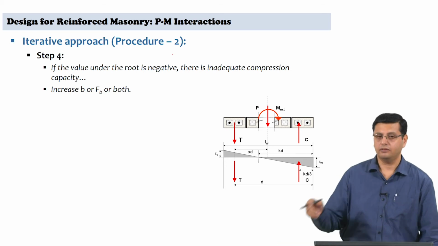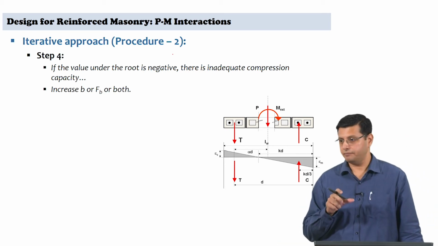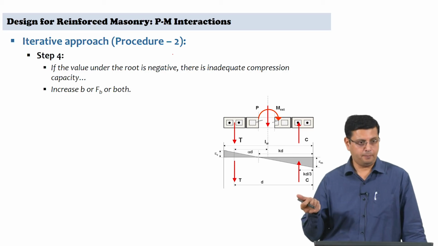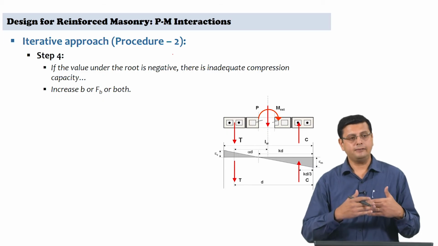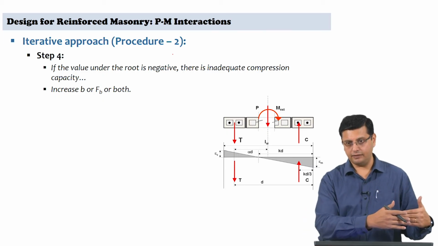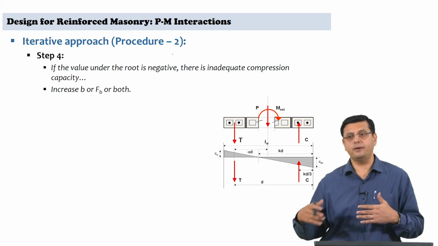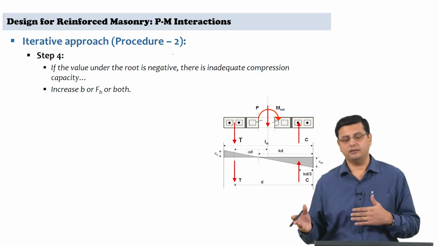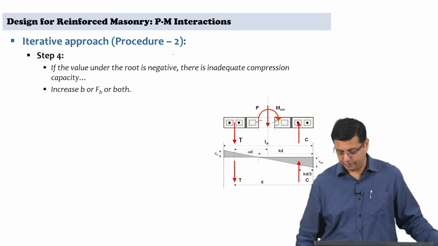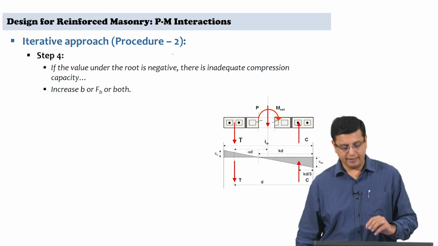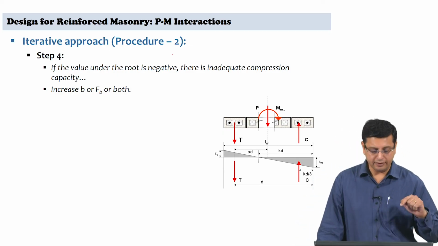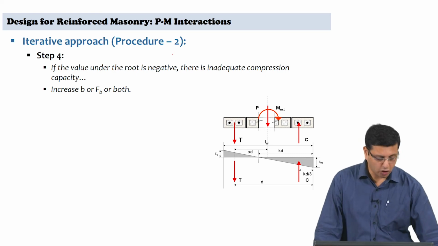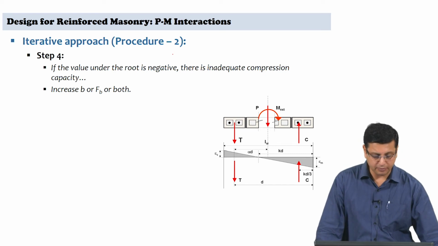So, you can basically increase the strength of masonry, which means FB will change, or increase B, which is the width of the wall. So, in case the tension control criterion is not satisfied, when you then proceed to estimate A, if the under root is negative, then there is a physical implication which has to be addressed, which is lack of compression capacity, which requires a change in the design strength or the cross section of the wall. So, this is something you would need to be careful about.